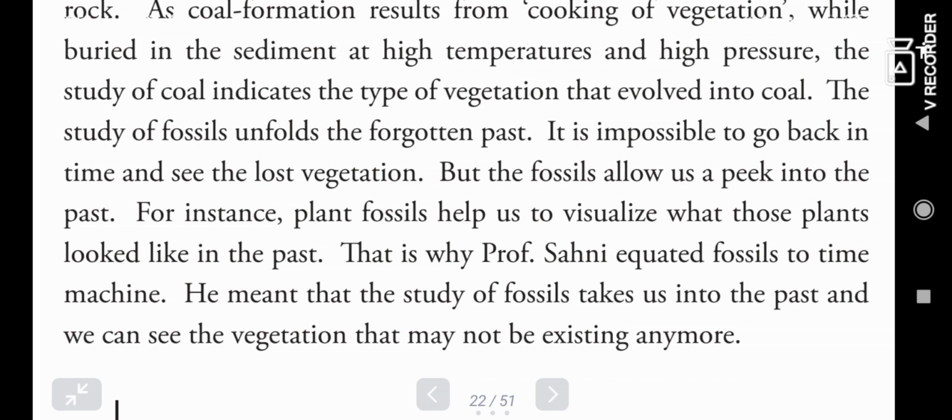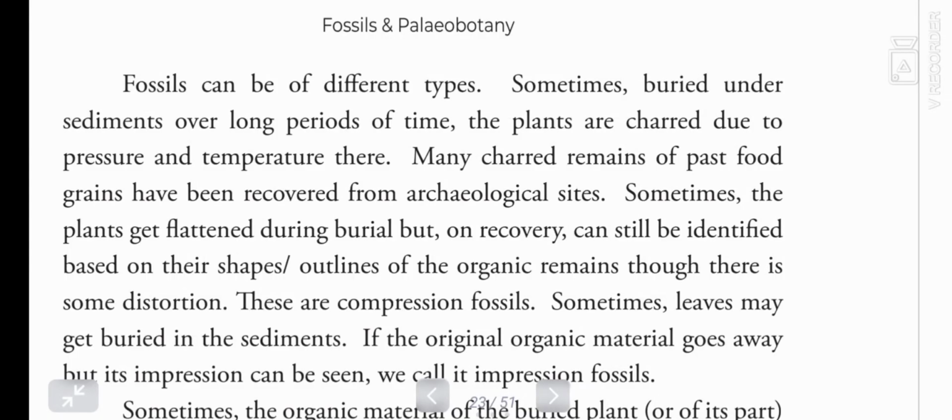He meant that the study of fossils takes us into the past and we can see the vegetation that may not be existing anymore. Fossils can be of different types. Sometimes plants are buried under sediments over a long period of time. The plants are charred due to pressure and temperature there. Many charred remains of past food grains have been recovered from archaeological sites.